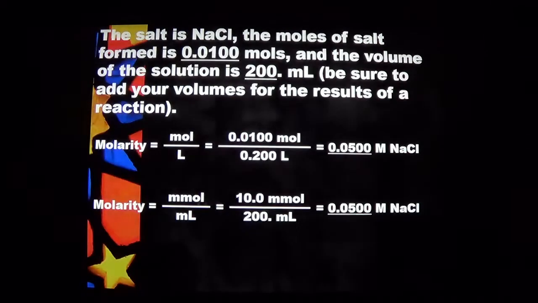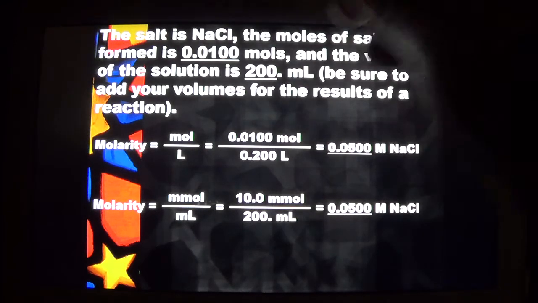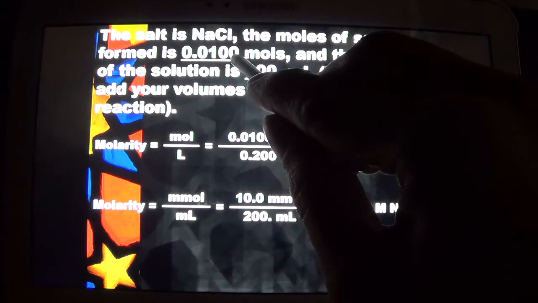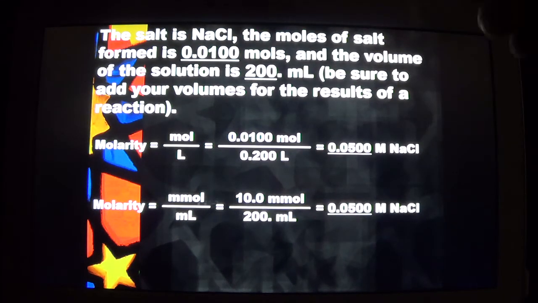All right. Now the salt, sodium chloride, and the moles of the salt formed again was 0.0110 moles. The volume was 200, and so we can find the molarity. And I just wanted to show you how this would be calculated either way. I don't think I have enough zeros in my final answer.